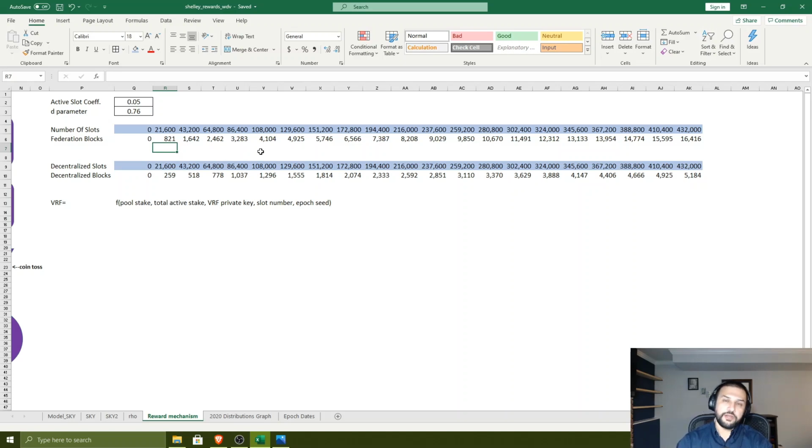The main point here is that just like in a coin toss, the probabilities in the VRF function are independent, meaning that if the expected block production is 30 and a pool produced 29, it doesn't mean that the next time it's going to produce 31. It doesn't work that way. But over time, over many iterations, that expected number will hold.